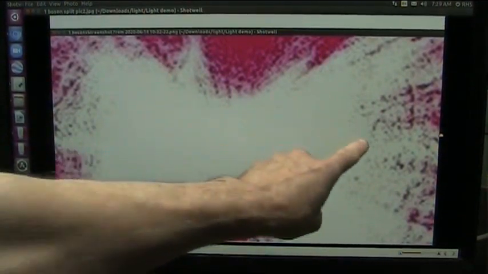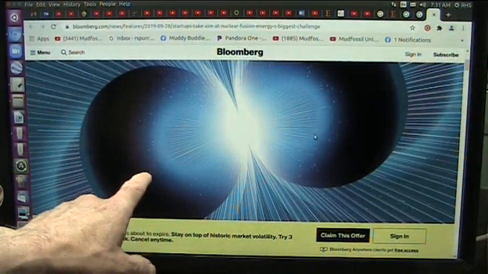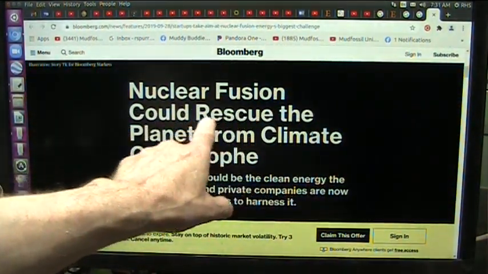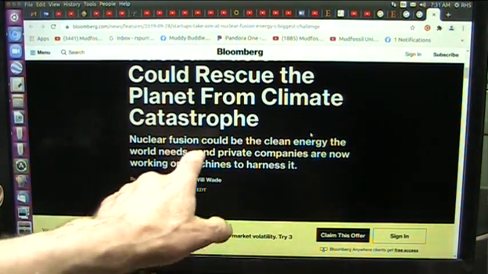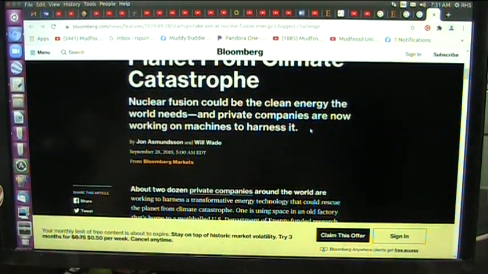We have seen an extreme increase in energy. That's fission, that's fusion. That's exactly what they're trying to do right now, everywhere in the world. And we did it. So I think this should be utilized. All right, you see this? I've been talking about this for a long time. Nuclear fusion is exactly what I just showed you. Nuclear fusion could rescue the planet from climate catastrophe. Nuclear fusion could be the clean energy that the world needs, and private companies are now working on machines to harness it. Well, let's talk to me.